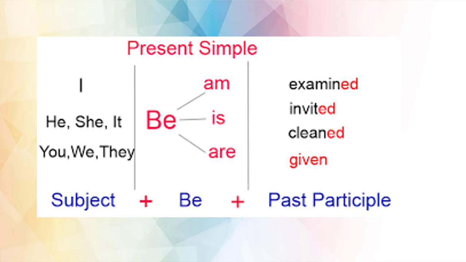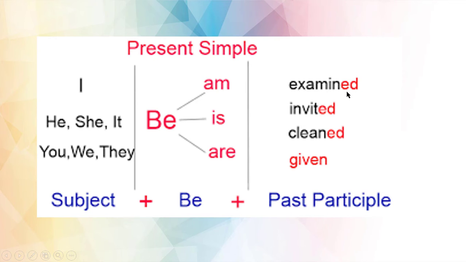Now let's have a look at this chart. That chart summarizes the steps of changing a present simple sentence from active into passive. If we have the subject I, we use am with it. If the subject is he, she, it, and also singular, Ahmad, Muhammad, for example, we use is. If the subject is you, we, they, we use are. What comes after verb to be in the present comes the past participle.